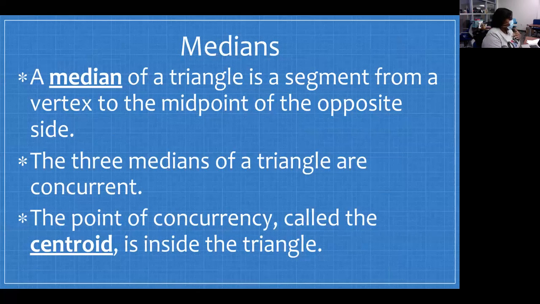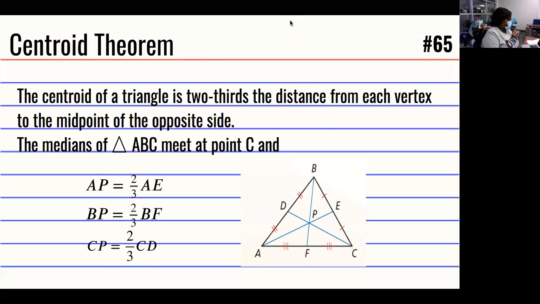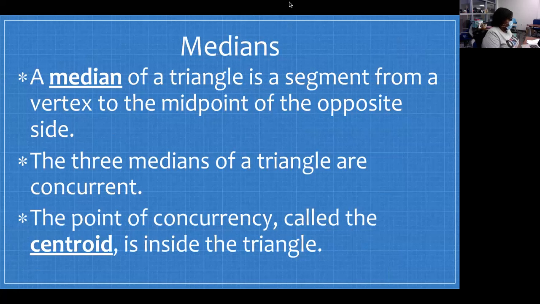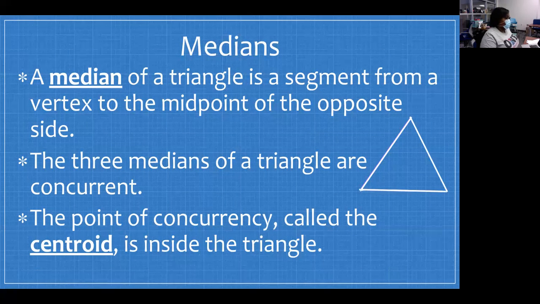And I don't know why, for some reason, I don't have a picture on here. So let's go ahead and draw a picture of what a median looks like. So first I'm gonna put us a triangle. Let's make it white because that's a little bit easier to see. All right, so here's my triangle.